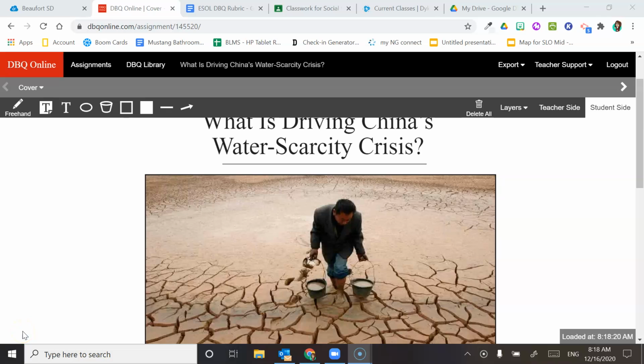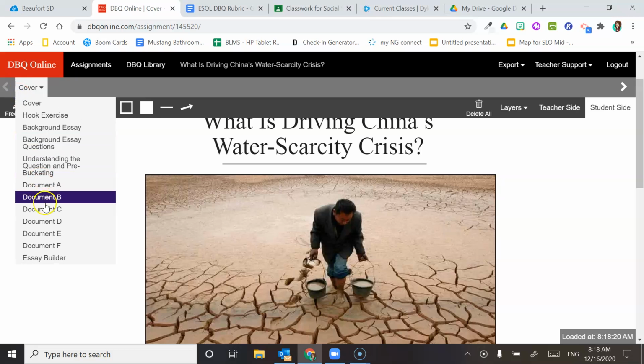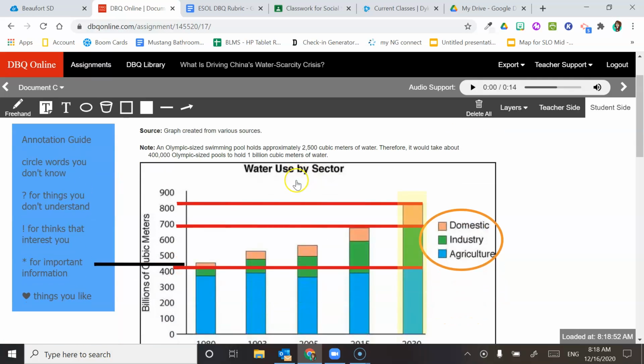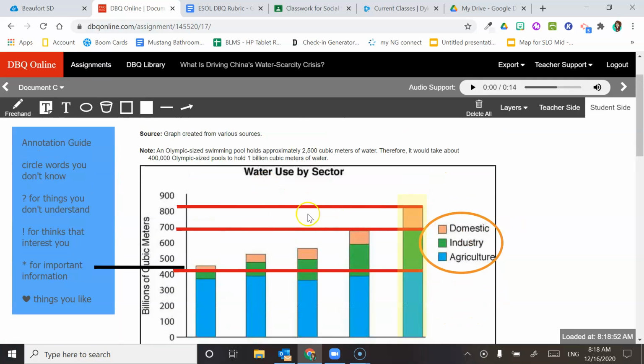Hey everybody, today I'm going to go over documents C, D, E, and F on DBQ Online so that you can be comfortable with doing your DBQ. All right, so this is document C.